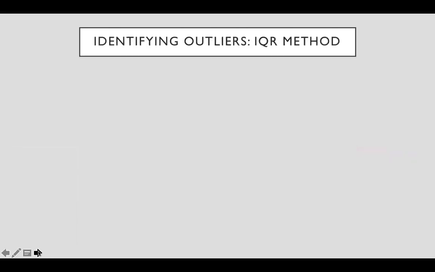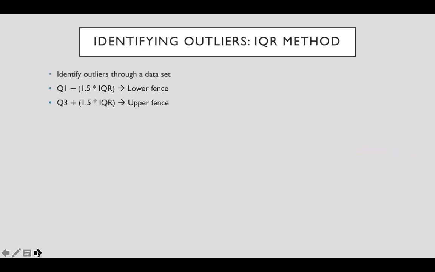There's a way we can identify outliers if we're just given a set of data. We can do that by calculating a lower fence and an upper fence. We calculate our lower fence by taking Q1 minus 1.5 times IQR. And then we can calculate our upper fence by taking Q3 plus 1.5 times IQR. We can determine if we have outliers by saying that any observation below the lower fence or above the upper fence is considered an outlier.